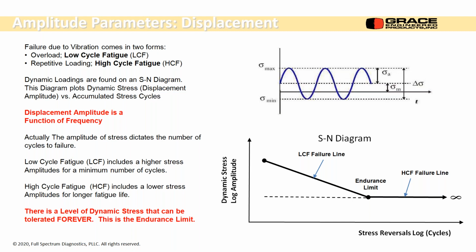Okay, we're going to talk first about amplitude displacement. And this is a little complicated, but it makes a lot of sense once you see how it goes. It's a real simple explanation, but there's a little story to it. Failure modes from vibration come in two methods. One is overload, which is low cycle fatigue, and one is repetitive loading, which is high cycle fatigue.